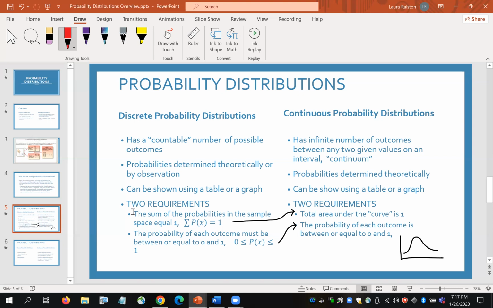We'll talk more about that when we get to the continuous probability distributions and talk about them in great detail, which will most likely be next Thursday.